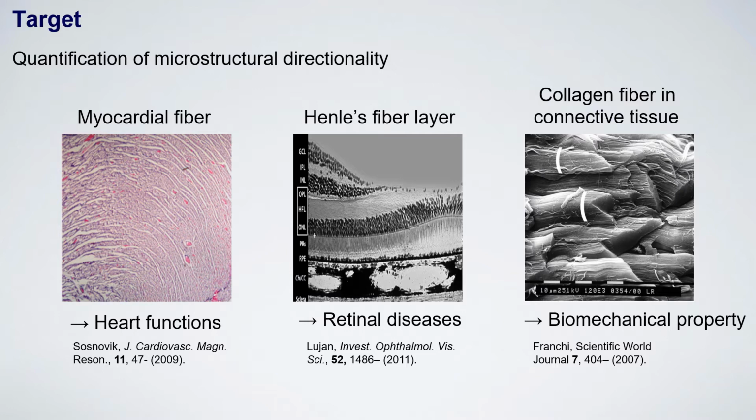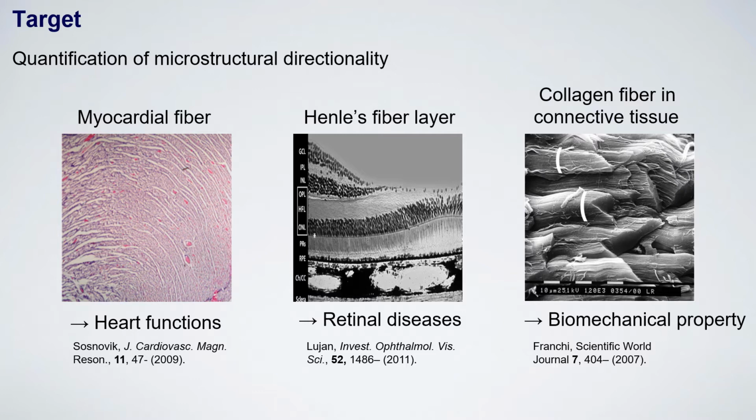For example, myocardial fiber structure is related to the heart functions. The organization of Henle's fiber layer, which is a layer of retina, is useful for diagnosis of retinal diseases. And the collagen fiber in connective tissue, such as tendon and ligament, is associated with the biomechanical property.